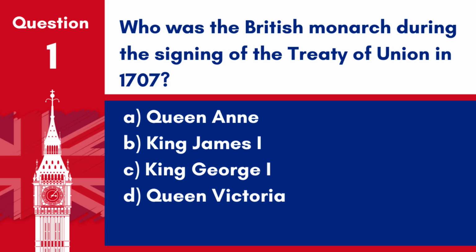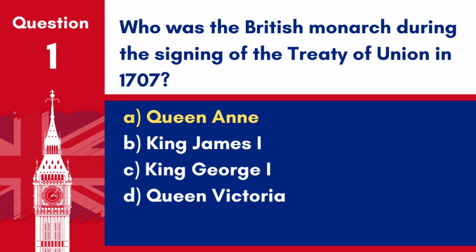Question 1. Who was the British monarch during the signing of the Treaty of Union in 1707? A. Queen Anne. B. King James I. C. King George I. D. Queen Victoria.